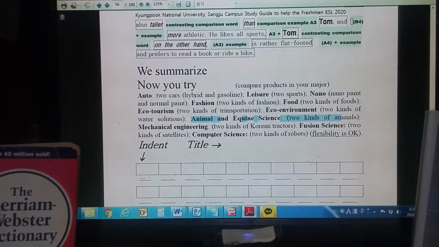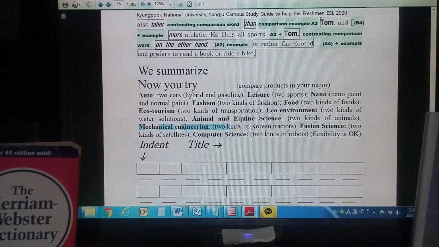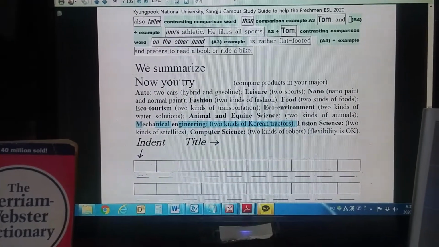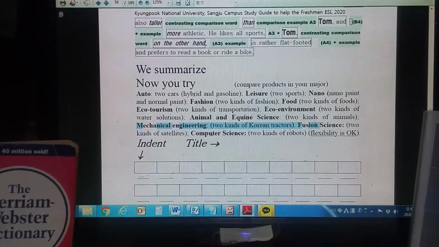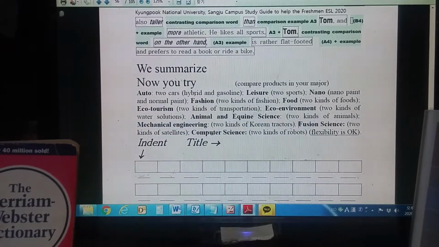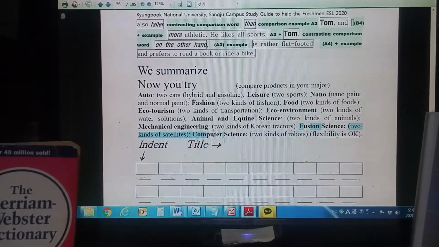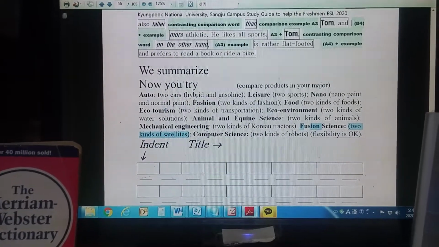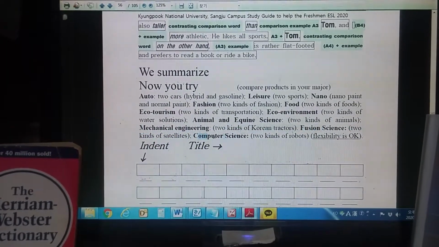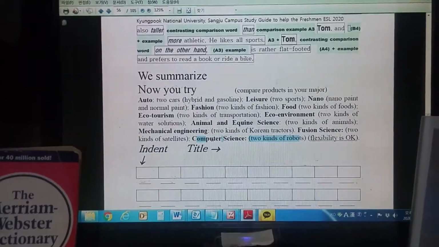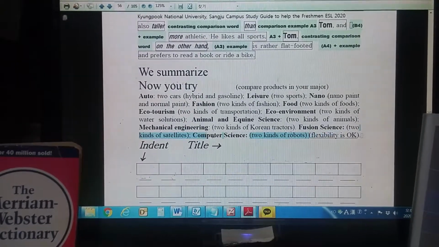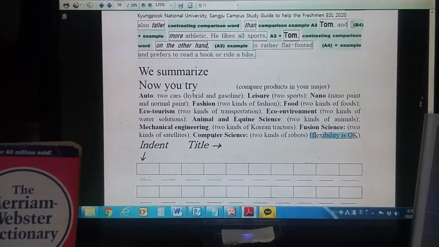Mechanical engineering, 2 kinds of Korean tractors. Fusion science, if you're doing fusion science, 2 kinds of satellites. Computer science, 2 kinds of robots. Okay, flexibility is also okay. Can you see here? You can be flexible, no problem.